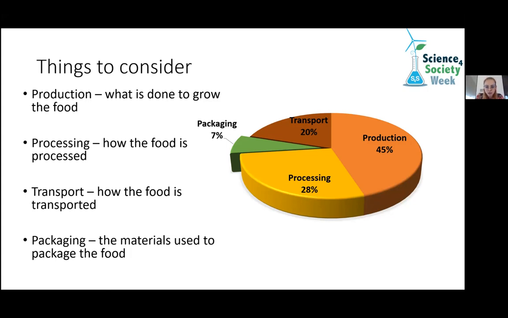So the next thing is the transport. When you get your food, that has got to come from where it is grown to the shop that you buy it from and then home to your house.